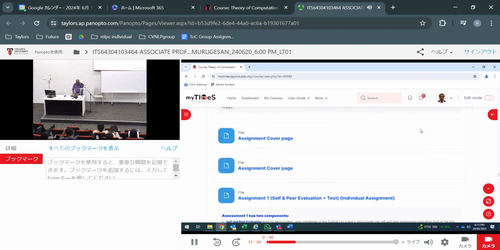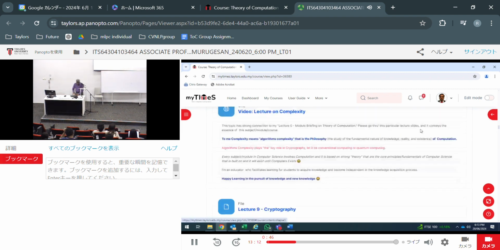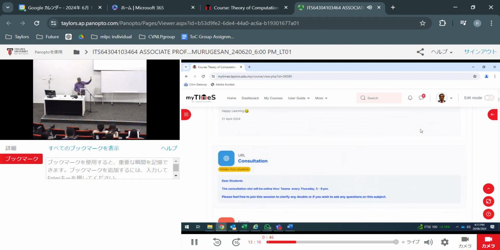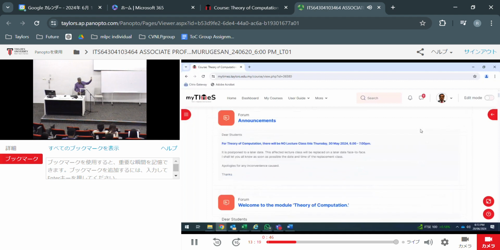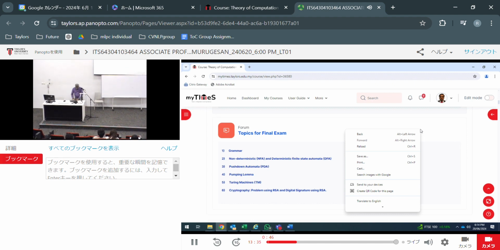You see here, announcement. Okay, it is there on the module site, so no need to take a picture. It is there in your hands. If you have internet access, you can go to the MyTimes module site, you can see. Okay, it won't be deleted until your exam is over. Yeah, even after the exam is over, I never delete it.